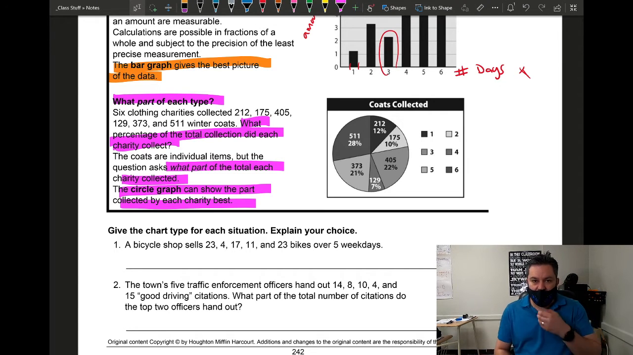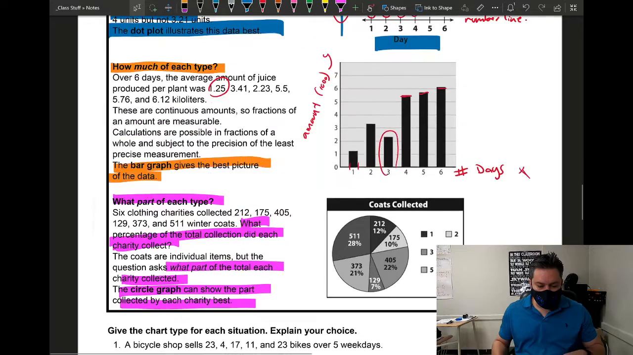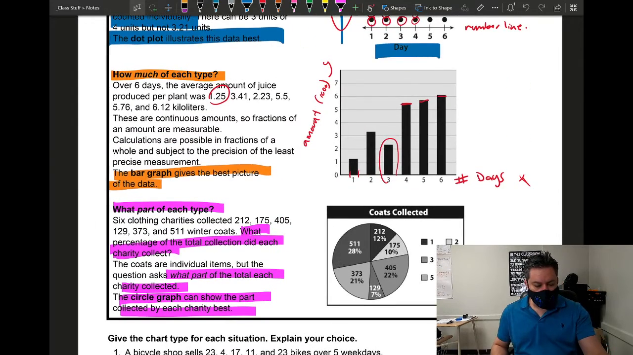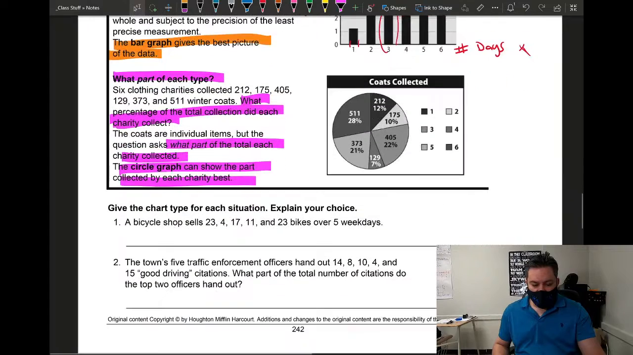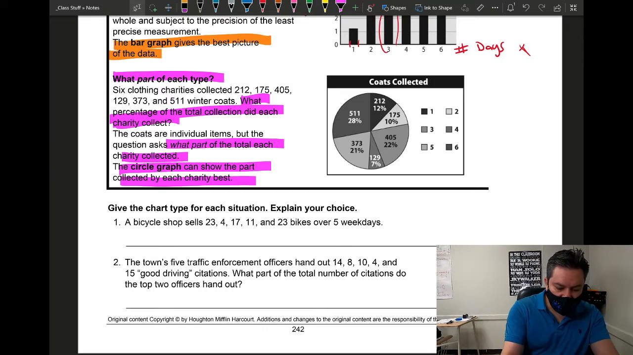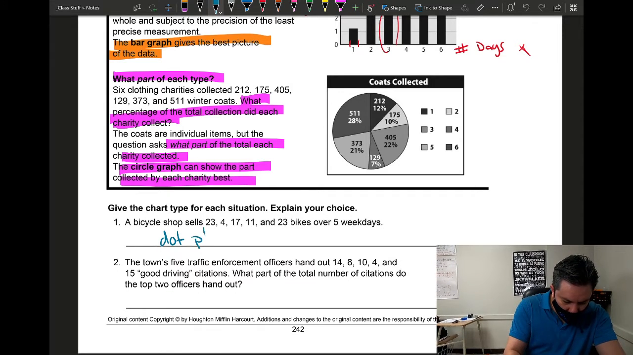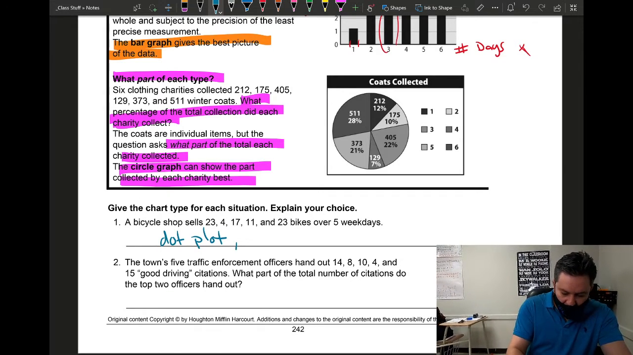Do we have whole numbers? In this case, we do, right? So it's not going to be the bar graph. Is it asking for the percentage or anything like that? No. It just gives you the whole number. So the best representation for this is going to be the dot plot. Why? Individual items.